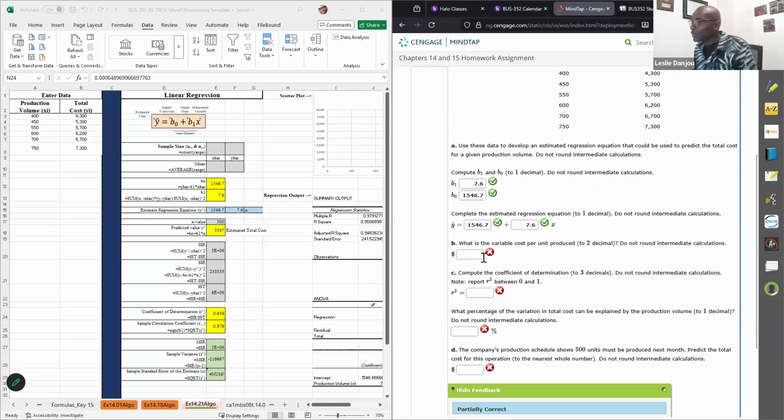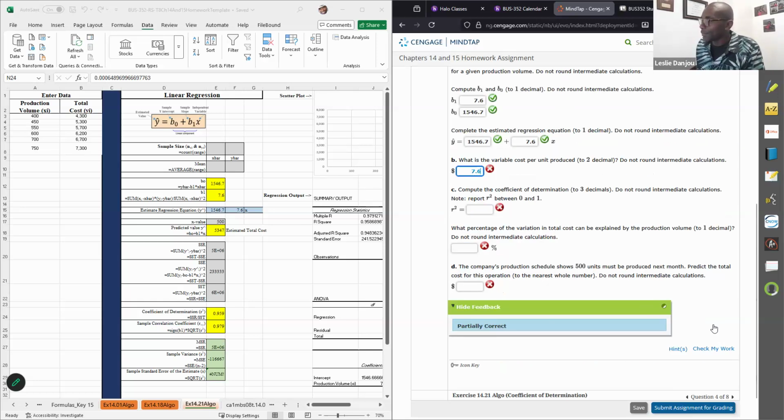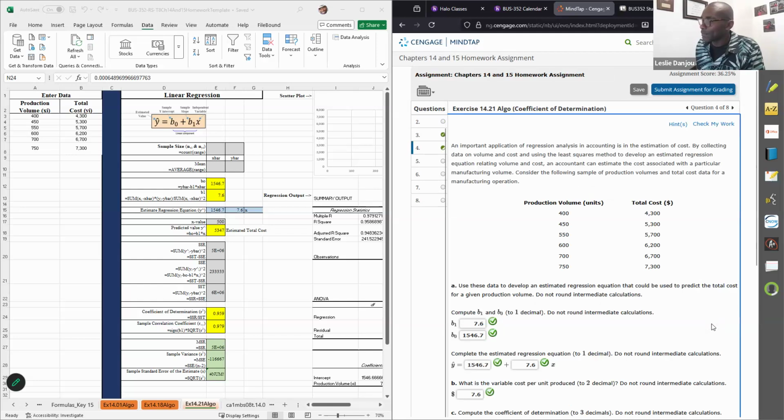What is the value? What is the variable cost per unit? Every time you hear per something, that is your slope. For every X, how many Y's? Per. All right. This is your slope value. So plug that in, check your work.